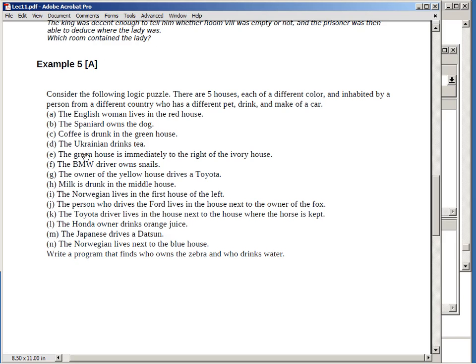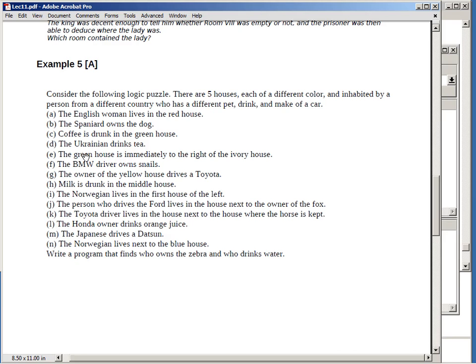It's called Who Has the Zebra, right? Who owns the zebra? We have five people living in 5 houses. So it's 5 categories, right? So we have people, houses, pets, drinks, and cars, right?